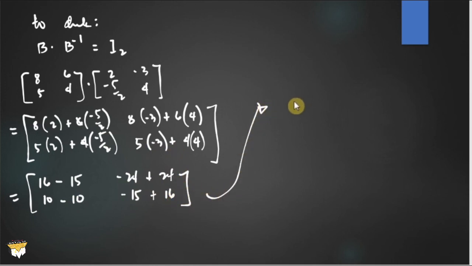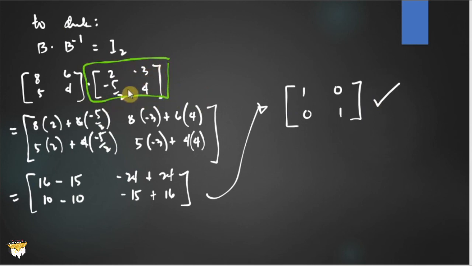Okay? So, this is equal to 16 minus 15, of course, is 1. Negative 24 plus 24 is 0. 10 minus 10 is 0. Then, negative 15 plus 16 is, of course, 1. Okay, so we have come up with an identity matrix of a 2 by 2 matrix. So therefore, yung nakuha natin na inverse of matrix B, which is 2, negative 3, then negative 5 over 2, and 4, is actually the inverse of matrix B. Okay, so this is correct.